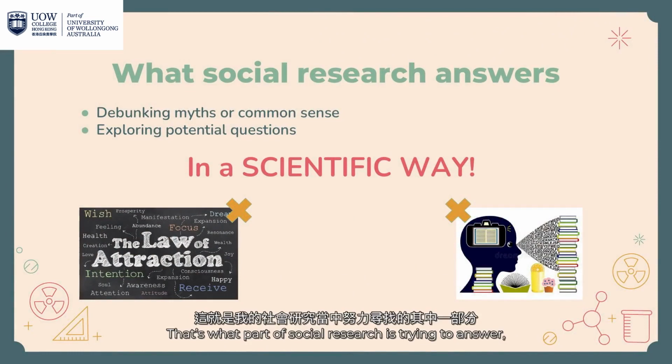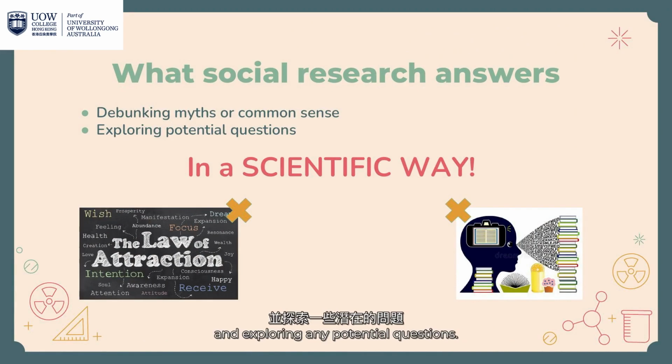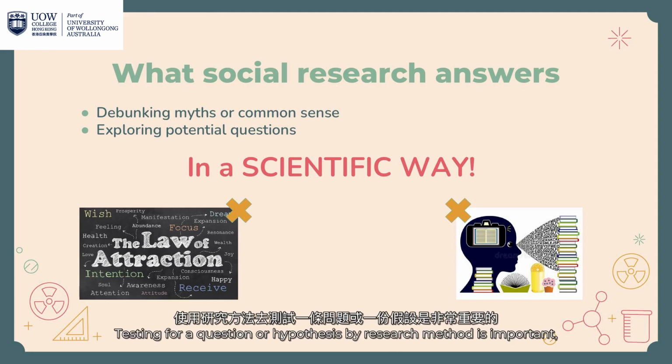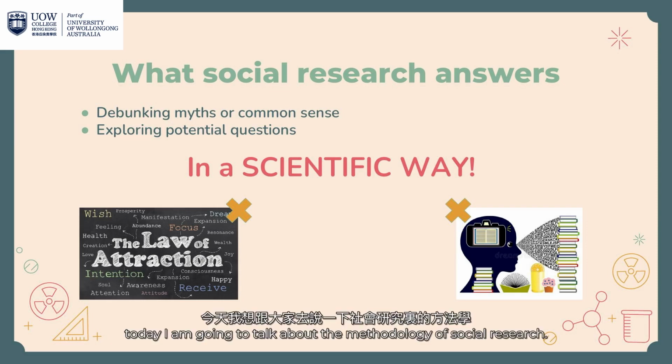That's what part of social research is trying to answer, debunking some myths or common sense of the human mind and exploring any potential questions. In fact, the intuitions that I just mentioned, opposites attract and accurate memory, were disagreed with by evidence provided in research. Testing a research question or hypothesis by research method is important because it is a scientific way for us to find out the answer and to falsify some misunderstood beliefs. Therefore, today I'm going to talk about the methodology of social research.